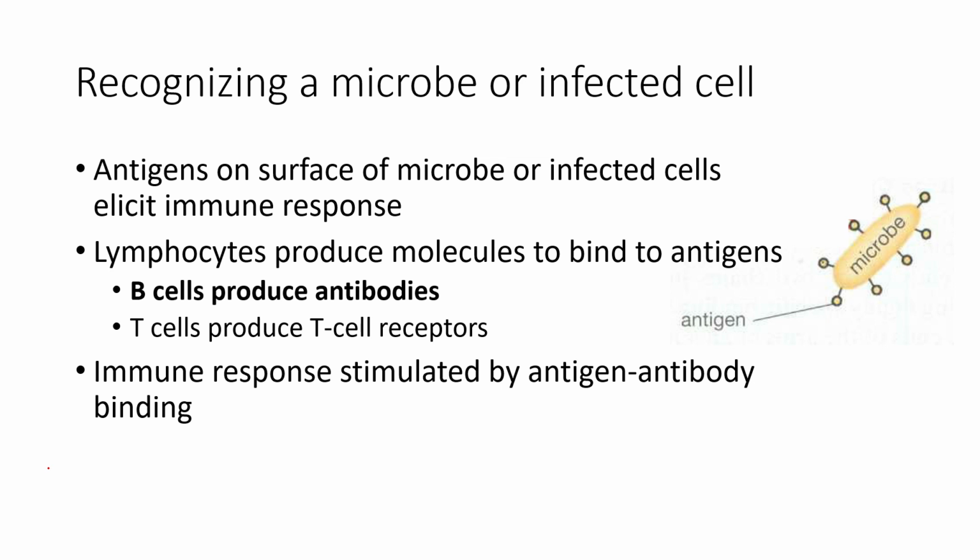And so lymphocytes are the cells that are mediating this, and lymphocytes produce molecules that are able to bind to antigens on the surface, either of a microbe or an infected cell. And an antigen is just defined here. Once again, it's usually a protein, and it's something that is recognized by either an antibody or a T cell receptor. So antibodies are produced by B cells, and those are really what we're going to focus on in this lecture today. But just be aware that there are other types of lymphocytes called T cells, which produce T cell receptors that also play a very important role in recognizing pathogens.